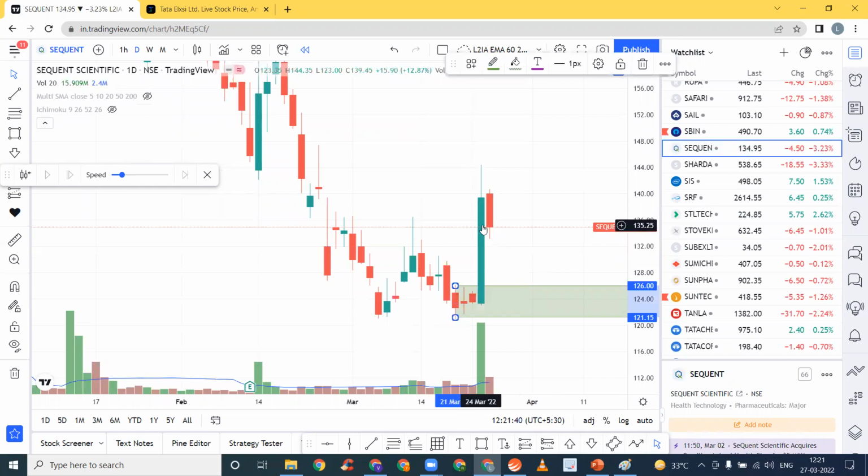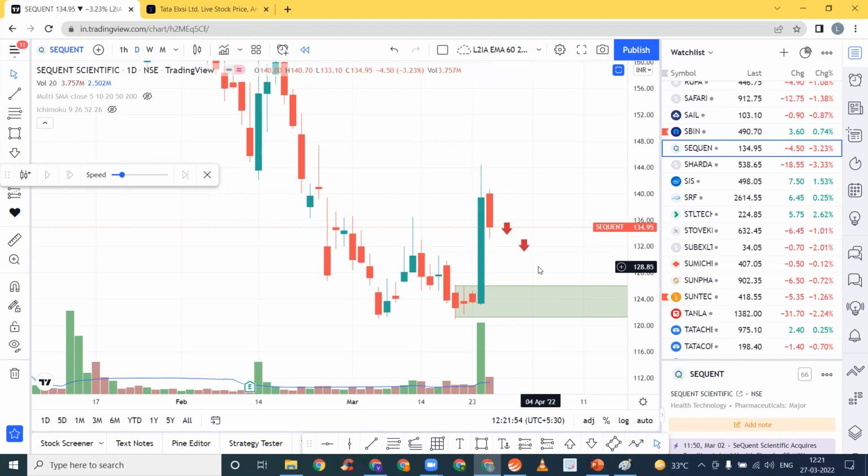Now what has happened? Some people have bought it at this level. There is a possibility that the stock will come down to this level. And at this level, I will enter the stock. I am entering the stock here at this level.